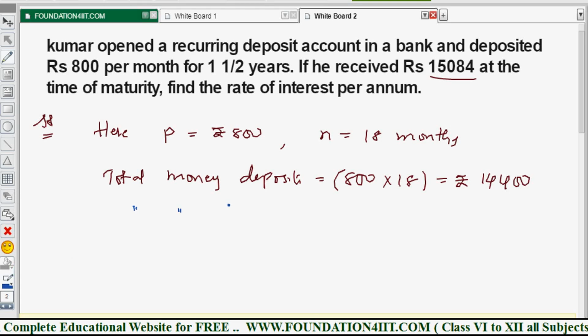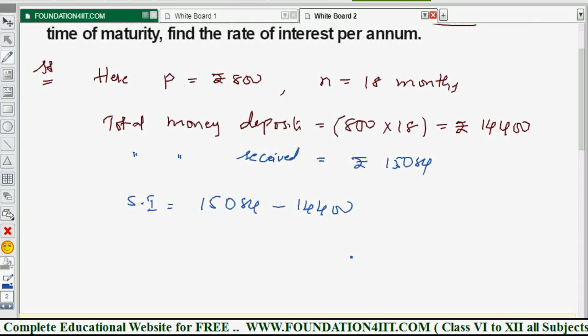Then total money received is nothing but the maturity value. The total amount received is already given, 15,084, right? By the difference of both, we will get the simple interest. Simple interest is equal to total amount received, 15,084, minus what is deposited, 14,400. By subtracting, you will get only 684. So 684 is the simple interest.